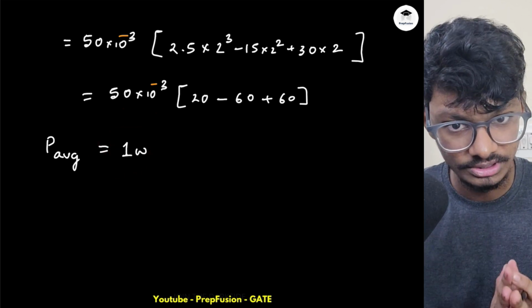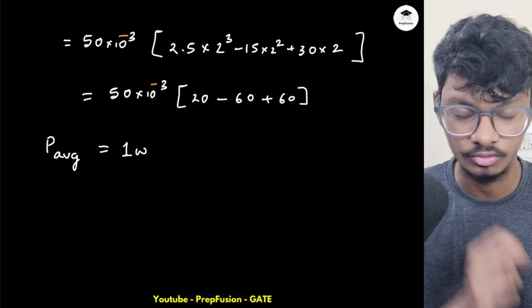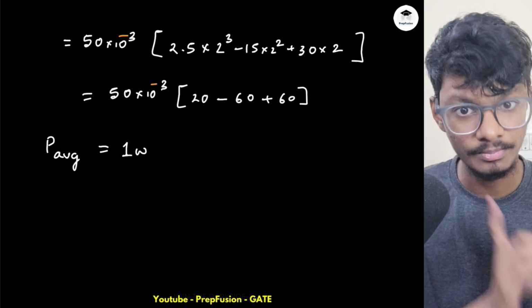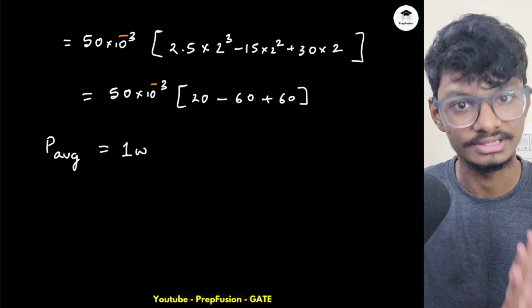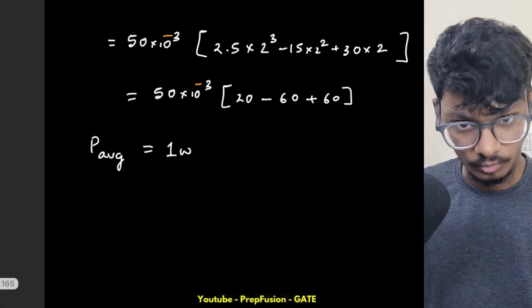So you have to be careful with units. Just go through the notes and go through the integration. You will be able to understand. The most important part of this question is basics, just units, nothing else. So P average is 1 watt. We have found it out.